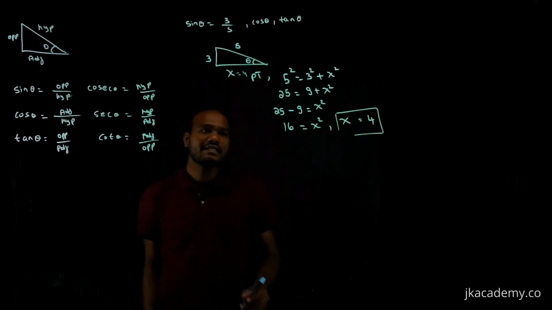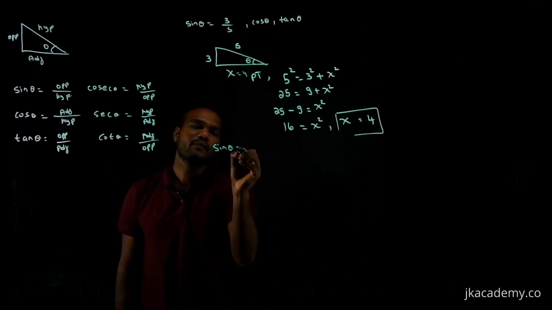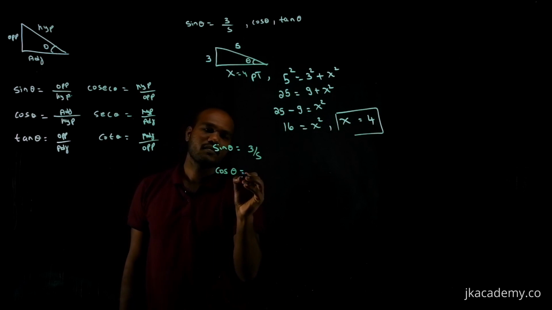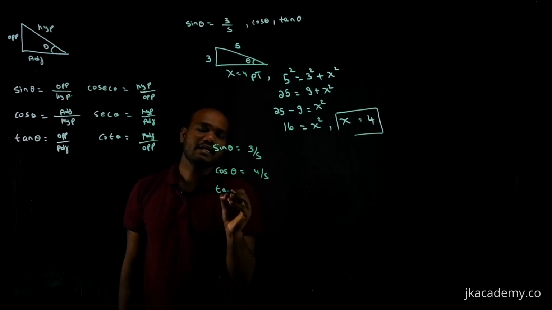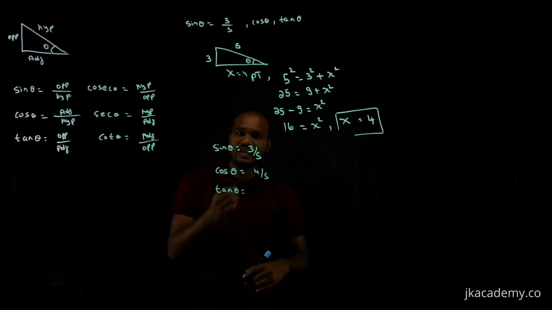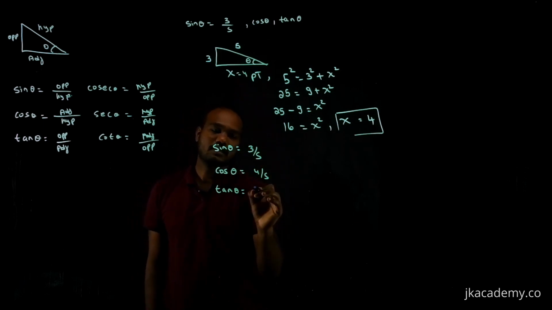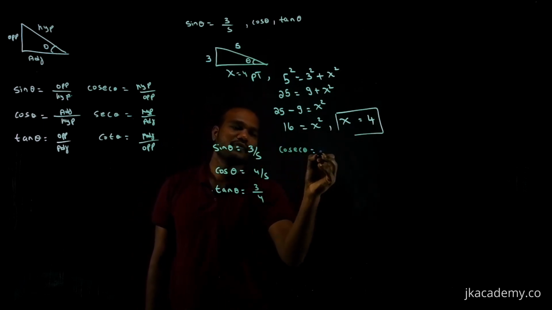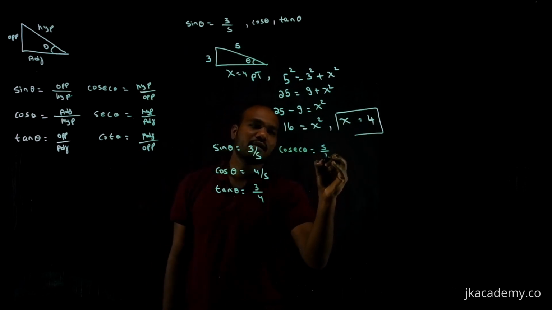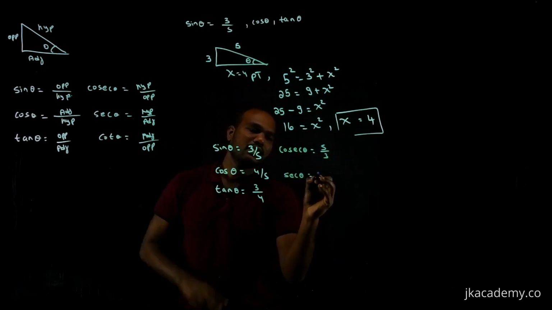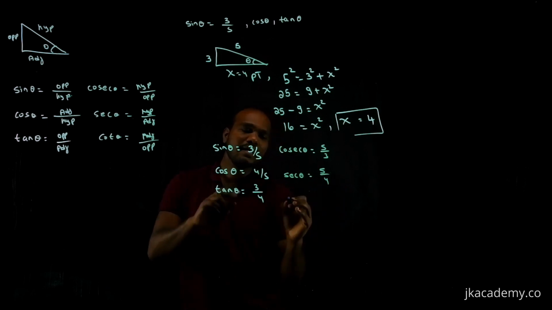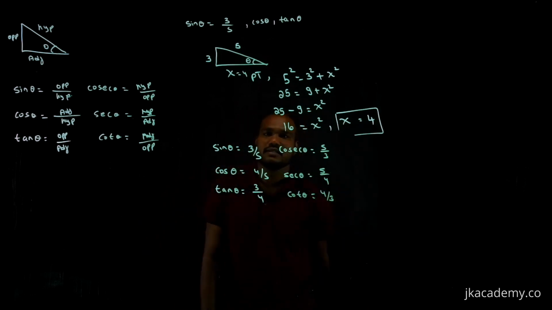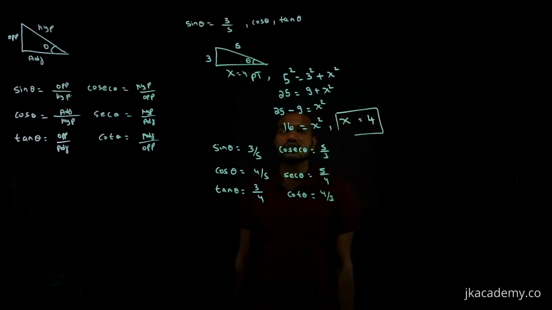Now we know all the sides. We know how to write sin theta, this by this. Cos theta, this by this. Tan theta, do we know how to find tan theta? Tan theta is 3 by 4. In the same way you can write cosecant theta, the reverse of this. And secant theta, reverse of this. And cot theta, what is cot theta? Reverse of this. Is that simple? Yes or no?